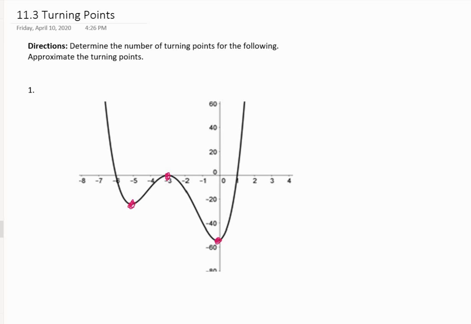So this point here looks like it is the point -5, -20. This point is -3, 0. And this turning point looks like it's not quite -60, so we're going to call it -55. Since I am just approximating here, just to give us a general idea of what a turning point is, I'm not really interested in this being real accurate. If you said that was -58, that's fine.